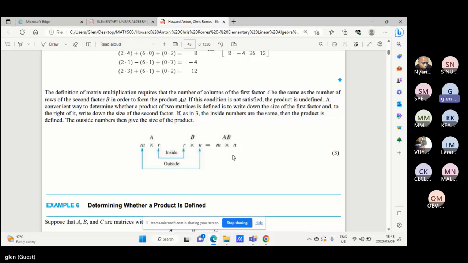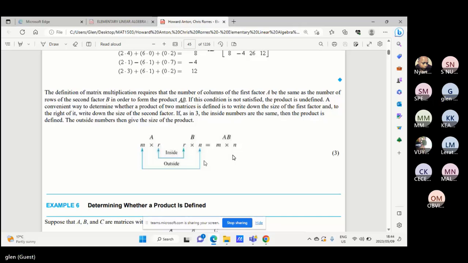Once we have determined that we can calculate AB, the next thing is to find the size of the final matrix. The size of the final matrix is 3 by 3. That first 3 comes from the rows of the first matrix, and the other 3 is the columns of the next matrix. Do we agree? Yes, sir. Thank you. Now, the next thing we do is write matrix A alongside matrix B.